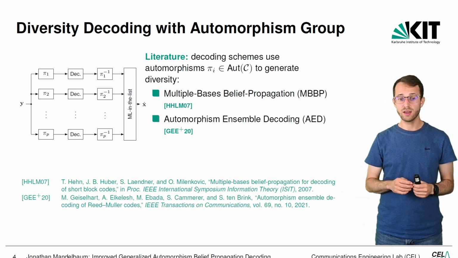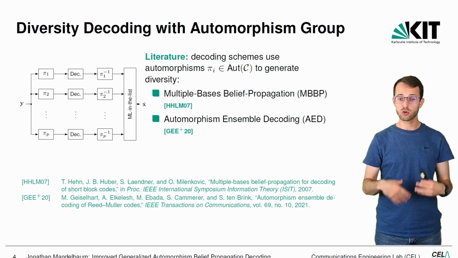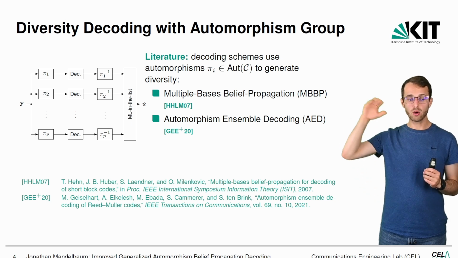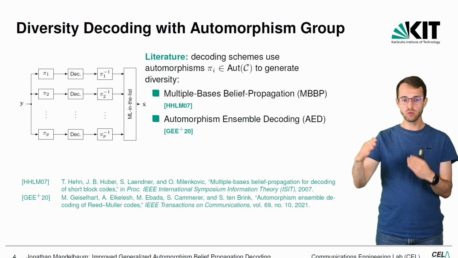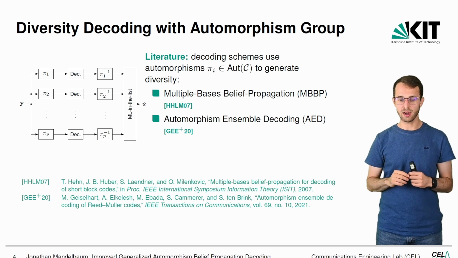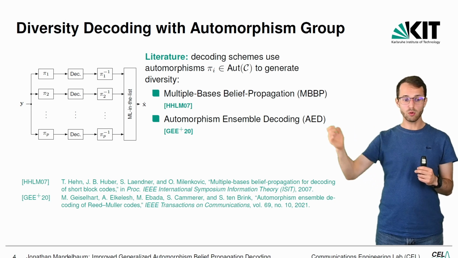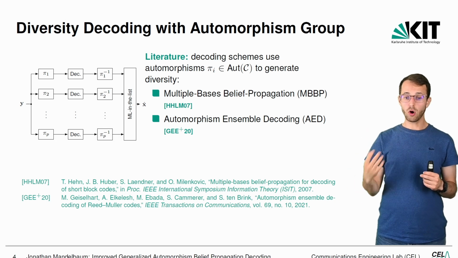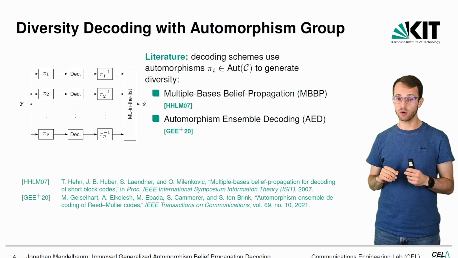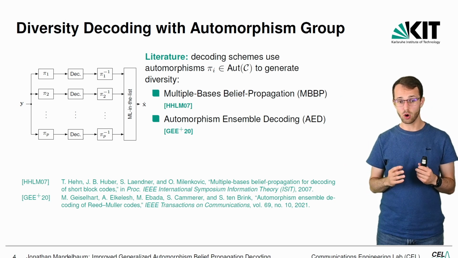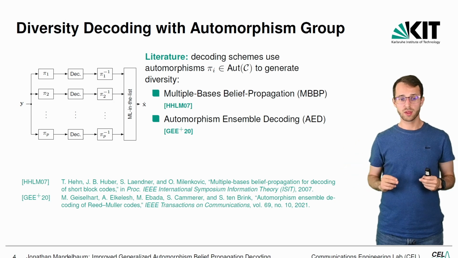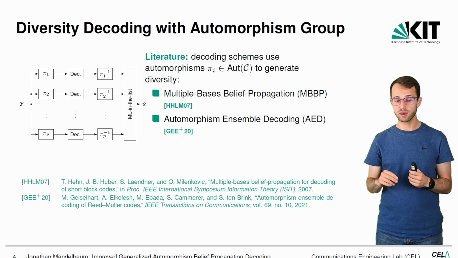Recently, Jäkel et al. introduced automorphism ensemble decoding, which generalizes MBBP. Again, we have p parallel paths. However, the decoding block is now arbitrary. So we could use different parity check matrices like in MBBP, but we could also use the same decoding algorithm. The diversity is now mostly generated by using the automorphisms directly in the decoding path. So we have p different automorphisms pi of our code, and each automorphism is used to permute our received word y, which is then used for decoding.